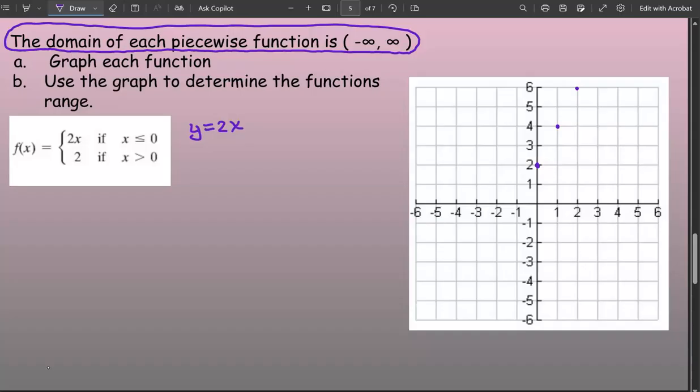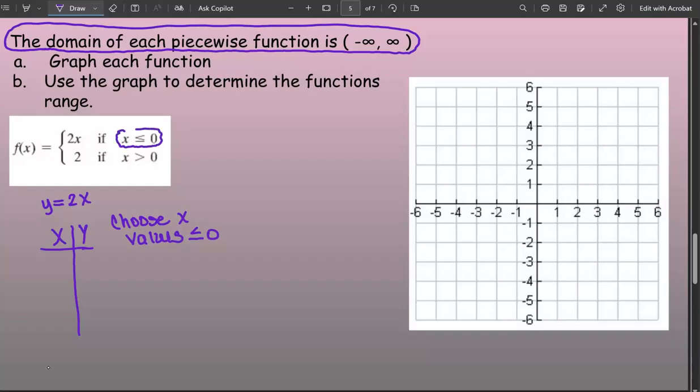If you can do that, then yes, you can do that. But if you can't, then we need a different way of working these problems. Like I said, if you can do that, more power to you. But what I'm going to do is say we have y is equal to 2x, and I'm going to build a table. I'm going to choose x values less than or equal to 0. Why am I choosing x values that are less than or equal to 0? Well, because that's what it says right here. So I'm going to choose 0 first, and then I'm just going to do -1 and -2.